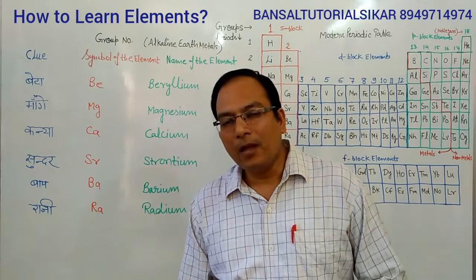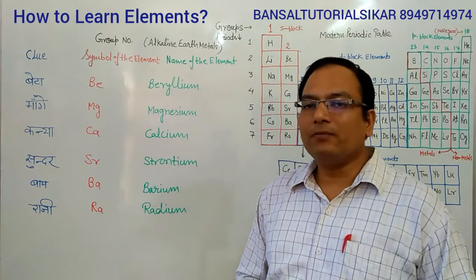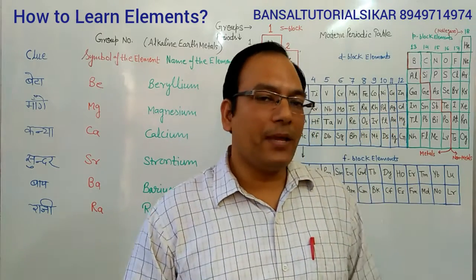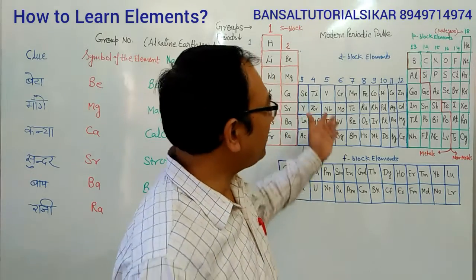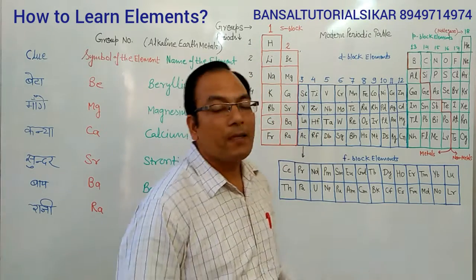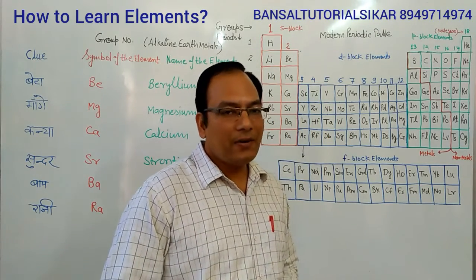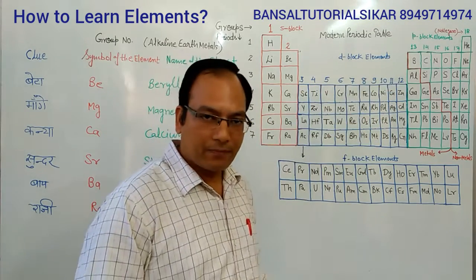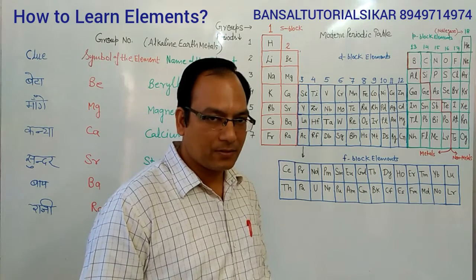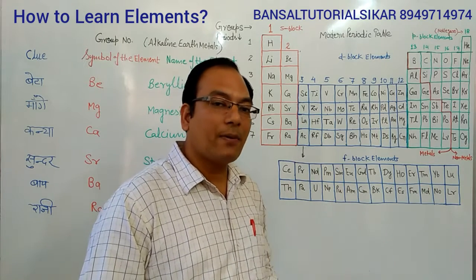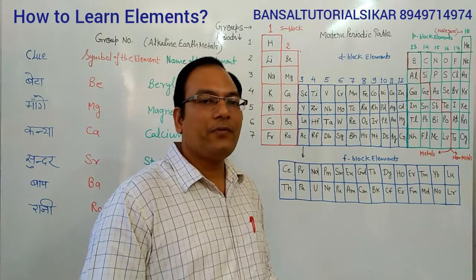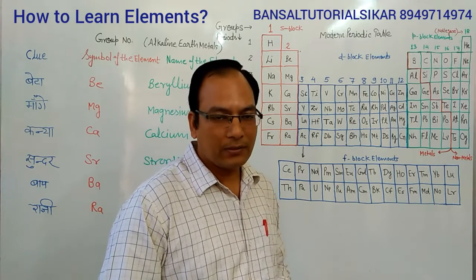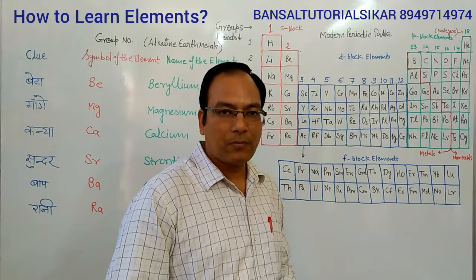So students, in this lecture we have learned two groups and we have some basic concepts about the modern periodic table. In the next class we will discuss the remaining groups 3 to 18, how we can learn these elements, and after that we will discuss the ions, and then we will take some examples of making chemical formulas. Till then, bye bye, thank you.